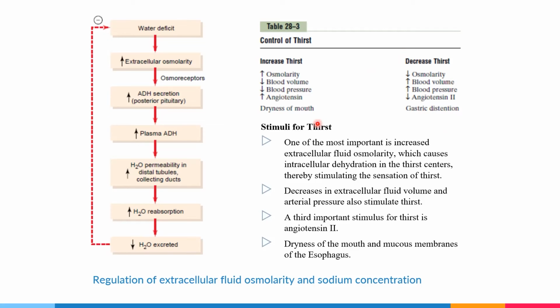Next, we look into the stimuli for thirst. One of the most important is increased extracellular fluid osmolarity, which causes intracellular dehydration in the thirst centers, thereby stimulating the sensation of thirst. Decrease in extracellular fluid volume and arterial pressure also stimulate thirst. A third important stimulus for thirst is angiotensin 2. Dryness of the mouth and the mucous membranes also produce the stimulus for thirst mechanism.